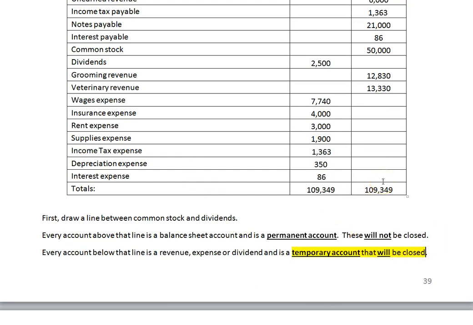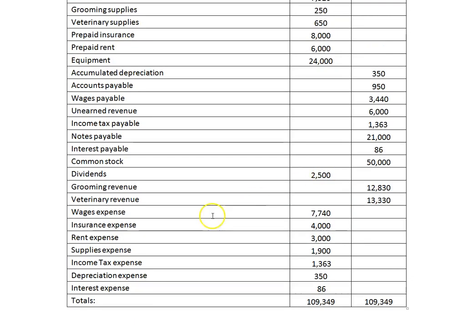We keep track of them for a year. We close them out to retained earnings. We keep track of them for the next year. We close them out to retained earnings. That's how the accounting here works.